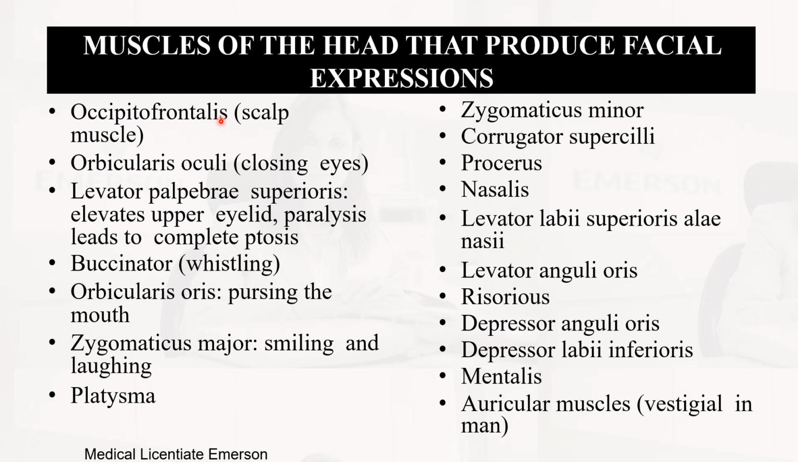So now let's start with the muscles that make facial expressions, muscles of the abdomen, and so on. Specifically, let's start with muscles of the head that produce facial expressions. One muscle is the occipitofrontalis, which is the scalp muscle. The other muscle is the orbicularis oculi, which closes the eyes. Then we have the levator palpebrae superioris, which elevates the upper eyelid. Paralysis leads to complete ptosis. Then you have the buccinator, which is used when you want to whistle.